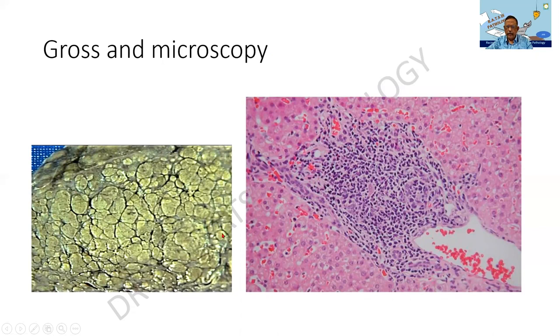Again, the same picture over here. Initially, you find this is a portal triad in which you have got the three structures. Now, there is a periductal inflammation in the form of lymphocytes and plasma cells, leading to initially a destruction of the main bile duct. But subsequently, there can be other proliferations which will be mentioned in the subsequent slides.